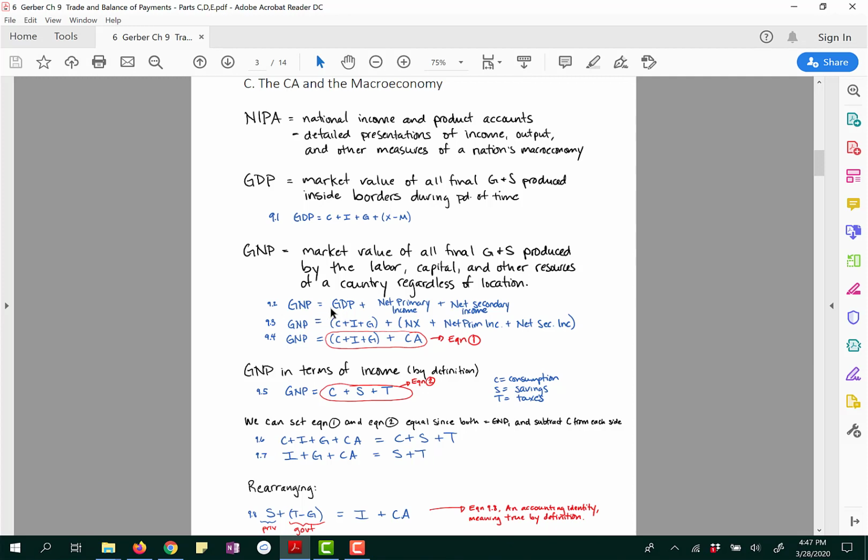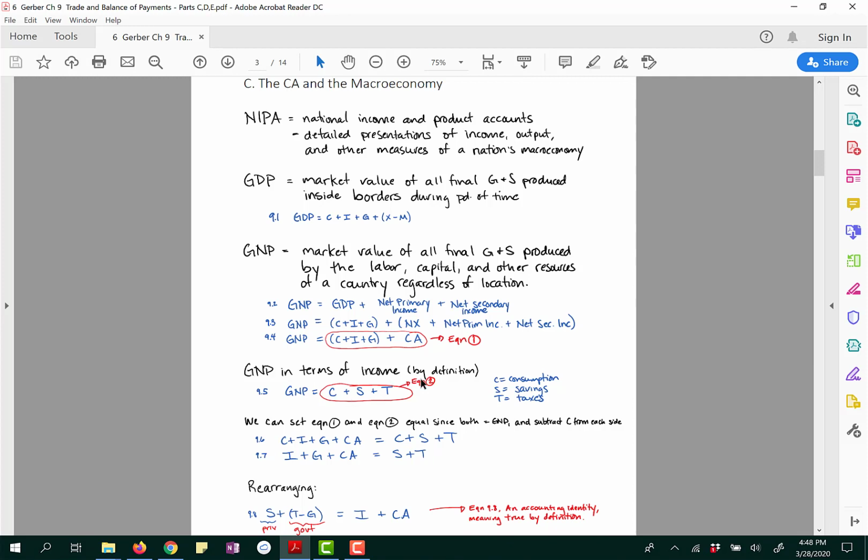Mathematically, by definition, GNP is equal to GDP plus net primary income and net secondary income. Recall, those are the other components of the current account in addition to imports and exports. So these next couple equations, we're just simply rearranging these terms. Equation 9.3 says GNP is equal to C plus I plus G, and then we're separating out the NX and grouping it with the last two terms because these last three terms are the current account. So GNP is equal to this equation I've circled as equation 1.